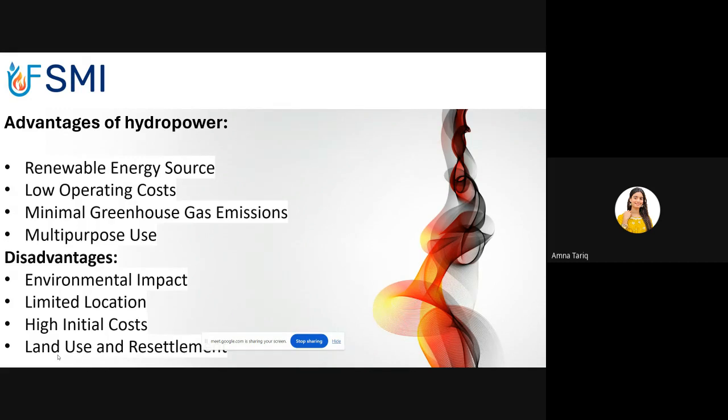Snowmelt as well. As long as there is rainfall and water runoff, hydropower plants can continue to generate electricity without depleting the resource. Therefore, hydropower is sustainable over the long term and does not contribute to the depletion of finite resources or the environmental harm associated with non-renewable energy sources.